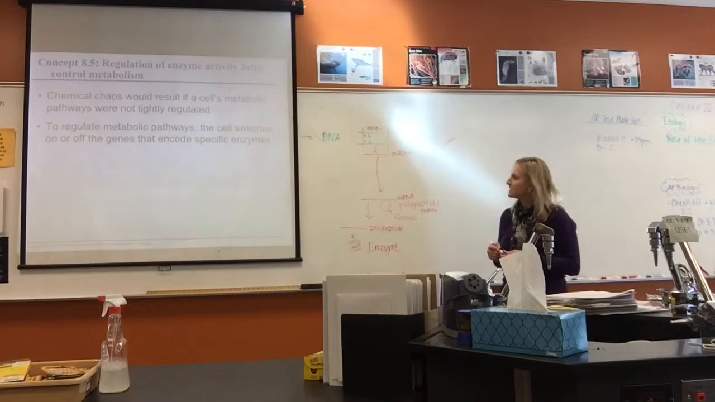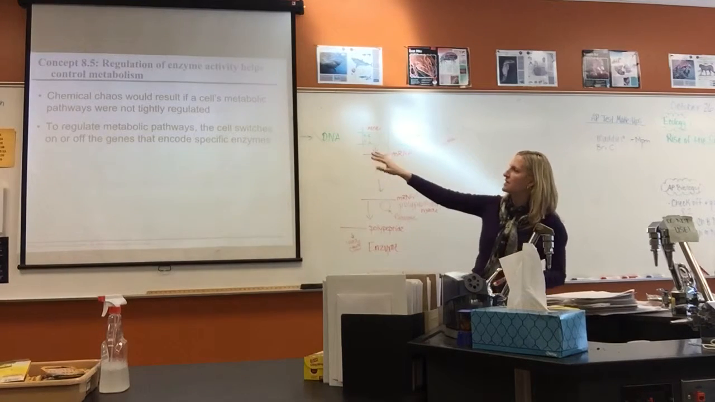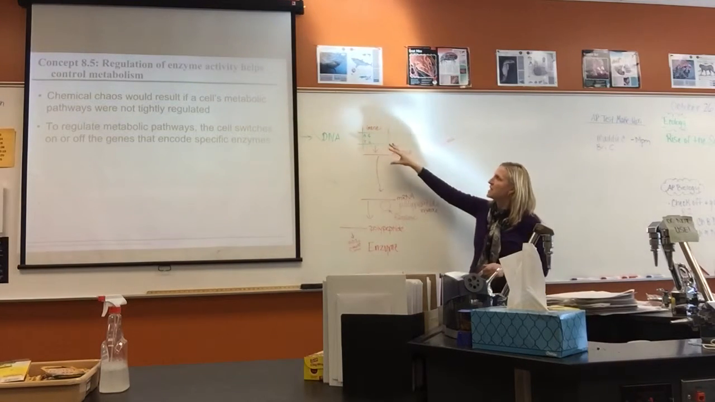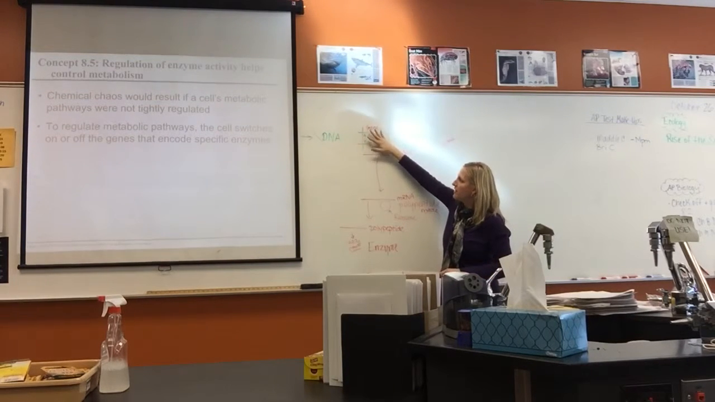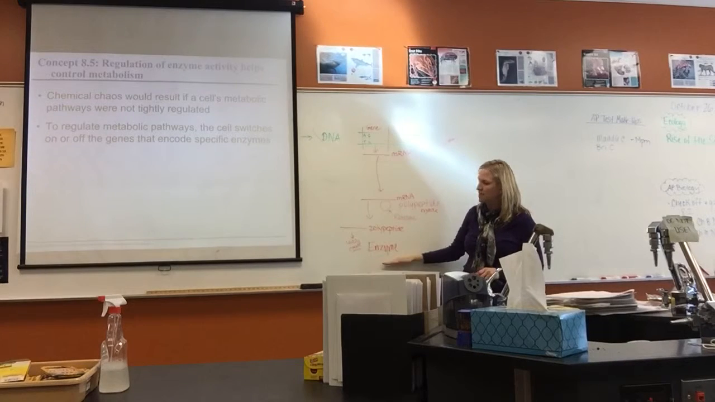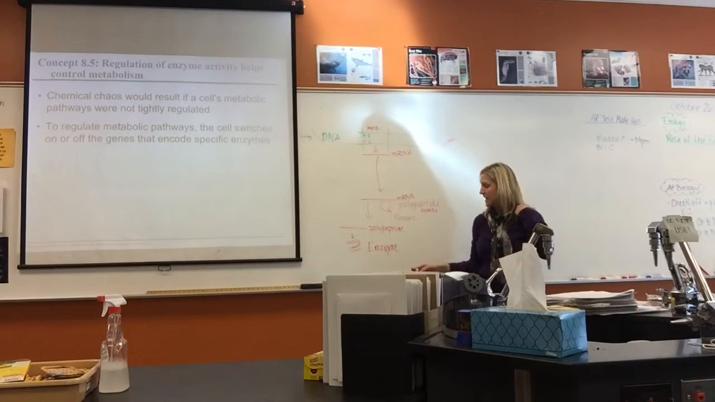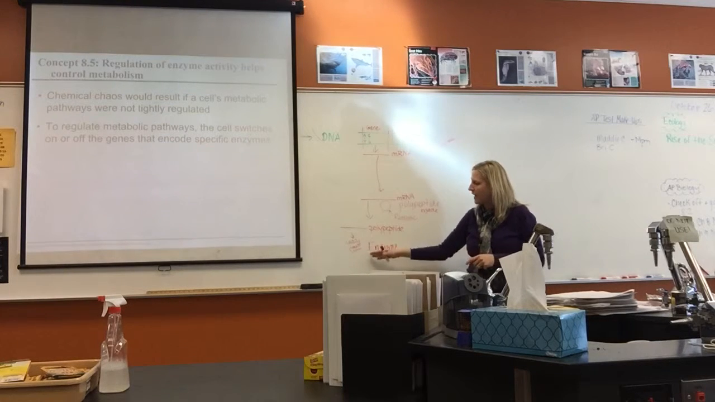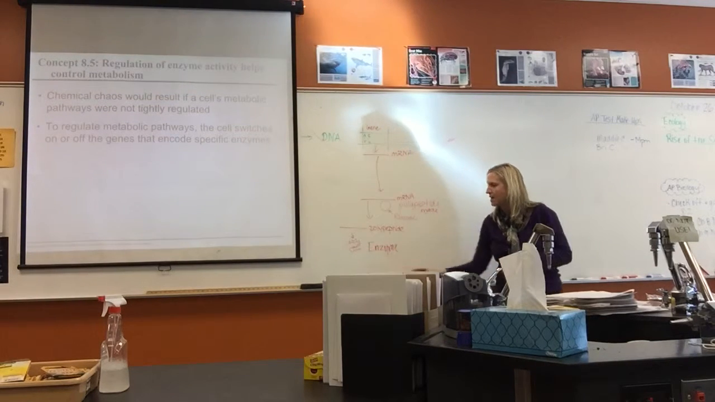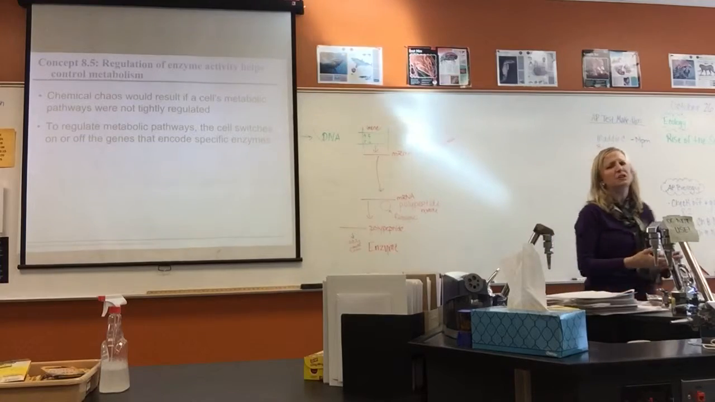So that's your enzyme. And what this is saying here is the cell switches on or off genes. So you can see that if this gene is off, this process never occurs, and an enzyme is not going to be made in the cell. And then it can turn it on, and then the enzyme can be made, and whatever reaction that enzyme catalyzes can happen. So let me give you an example of this.